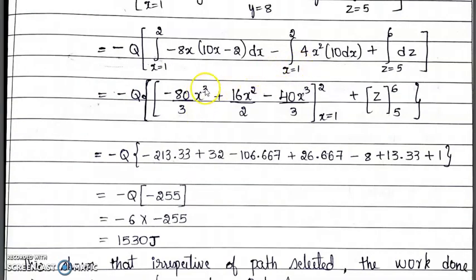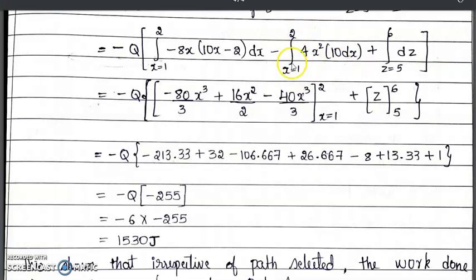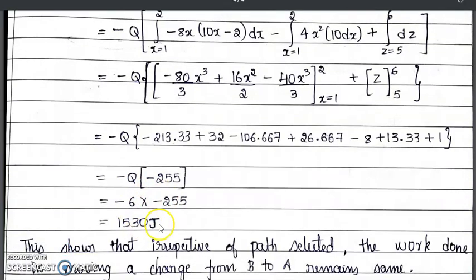So substituting here, in the place of y I have substituted 10x minus 2 and in the place of dy I have substituted 10 dx. But the limit for the second one will change from the y limit to the x limit. So the x limit is from 1 to 2. Simplifying and integrating this, you will get 1530 joules.